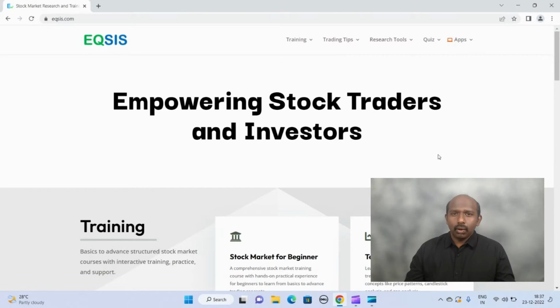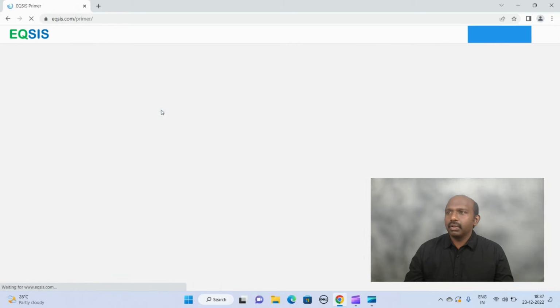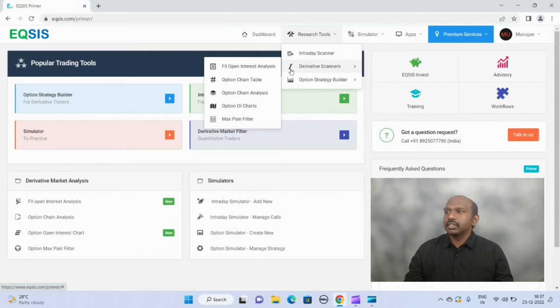So to get access to our option chain analysis, what you need to do is get into the app section in our website. There you see EQSIS Primer. If you get into EQSIS Primer, you have a section called Research Tool. Underneath you see derivative scanners, and there you see a third menu called Option Chain Analysis. So this is how you find option chain analysis at EQSIS.